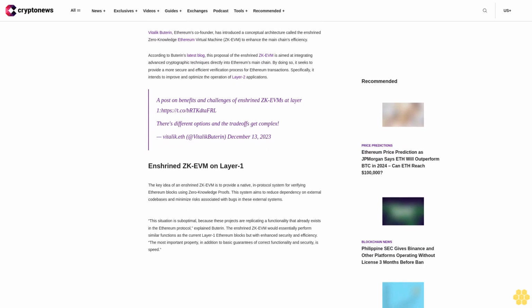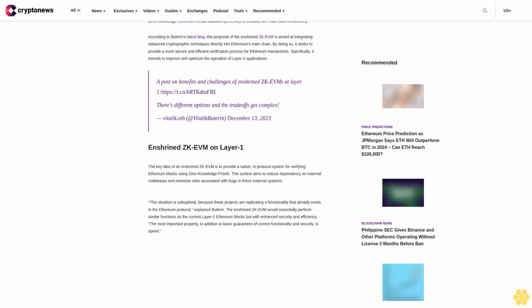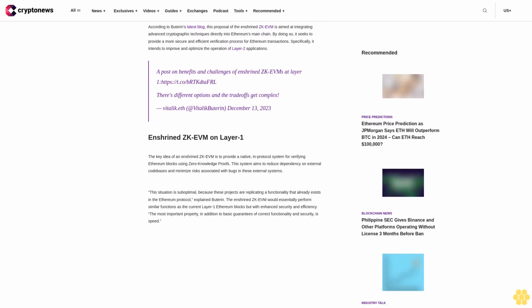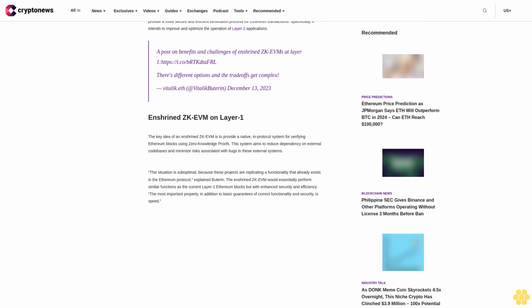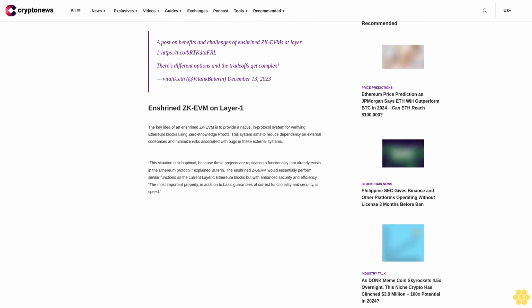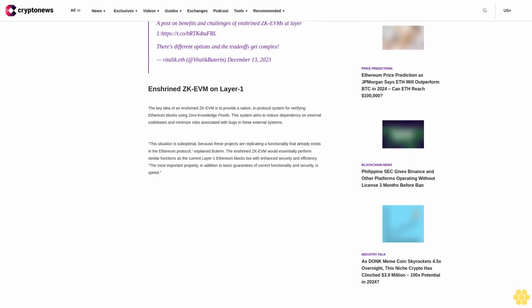A post on the benefits and challenges of Enshrined ZKVMs at Layer 1: there are different options and the trade-offs get complex. Vitalik Buterin, December 13, 2023, Enshrined ZKVM on Layer 1.